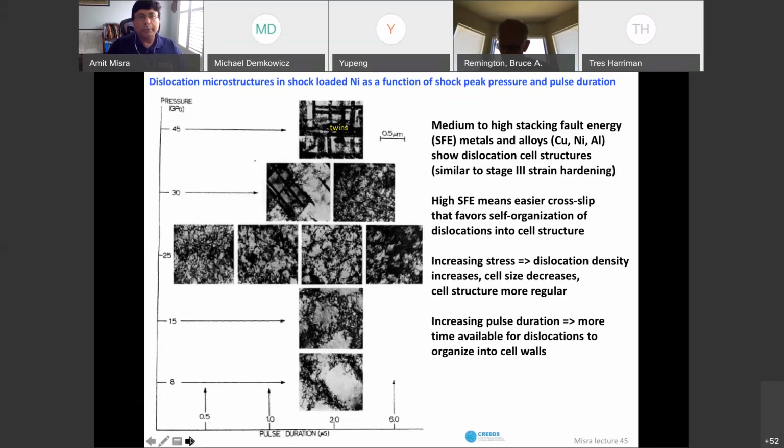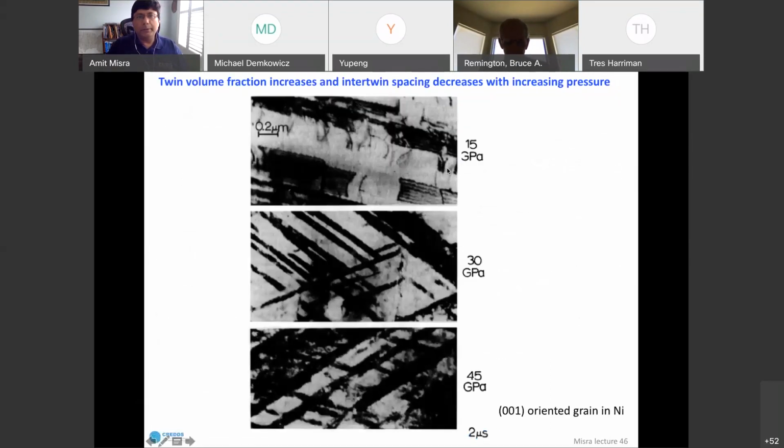What happens with twinning is, the twinning depends on the shock condition. So this is 15 gigapascals, 30 gigapascals. You can see the twin volume fraction increases and the twin spacing decreases. You can get fine scale twin structure formed by doing high strain rate deformation or shock deformation.